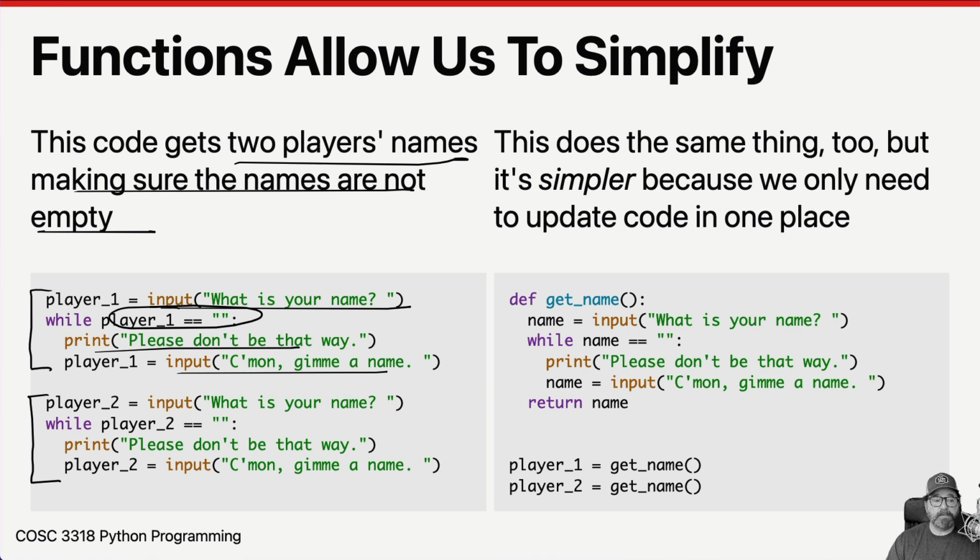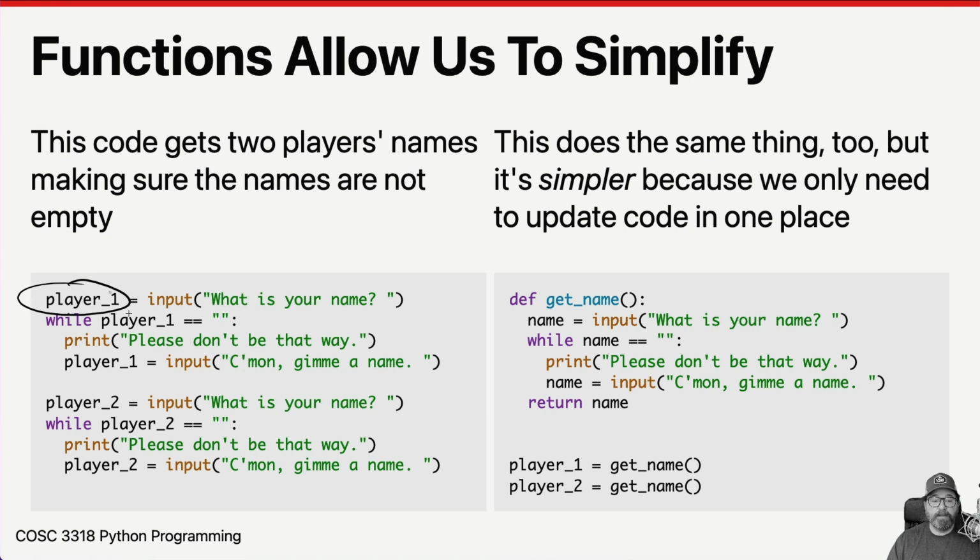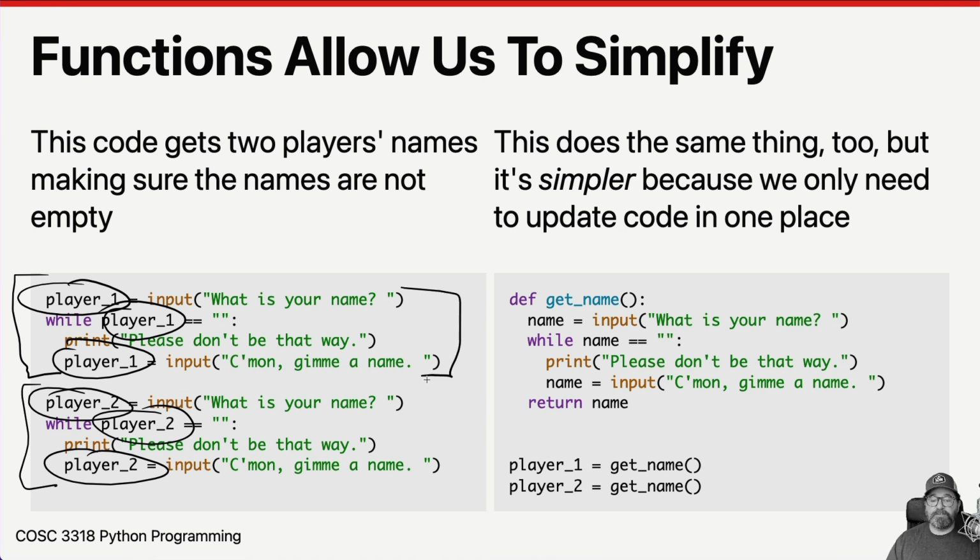The only difference between these two blocks of code is where we're storing that value when we're checking the name. In this first one here, we're doing player 1, and in this one here, we're doing player 2. But the logic, what it's doing, is the same each time, which is getting a name and making sure the name is not empty.